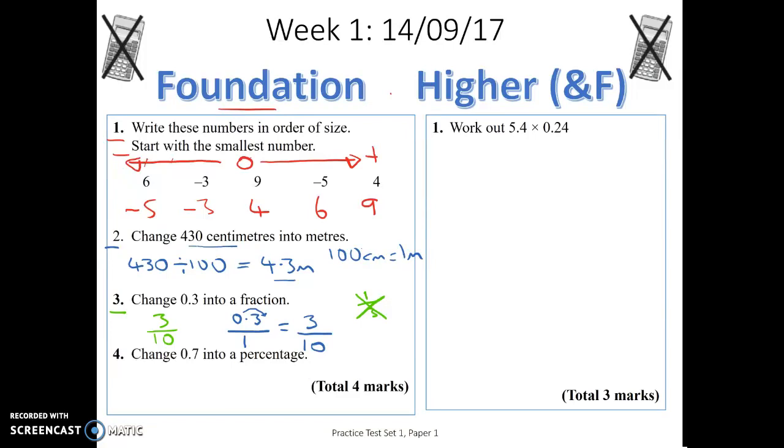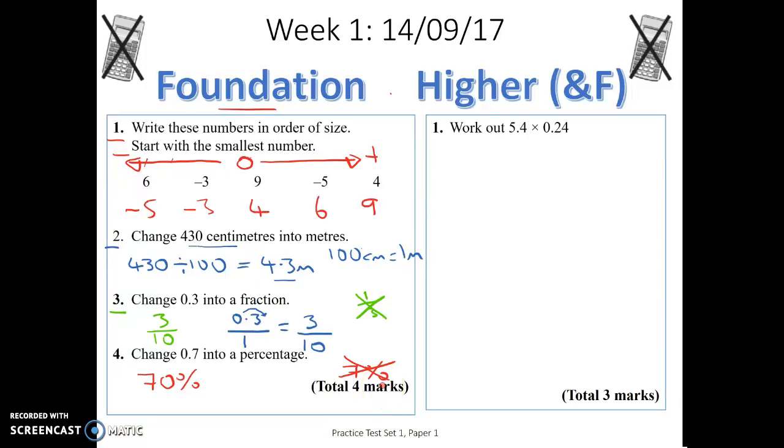Number 4, change 0.7 into a percentage. Okay, well, 0.7 as a percentage, some of you might know straight away. I think that's 70%. And if you know it straight away, you'd be absolutely right. 70% is the correct answer. But a common wrong answer would be 7%. And 7% is definitely not the right answer. So if you're not sure, let's just remind ourselves.